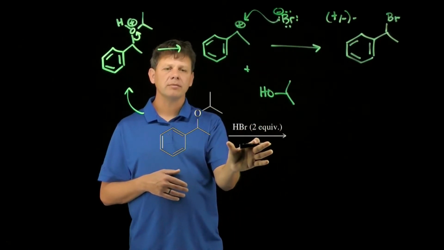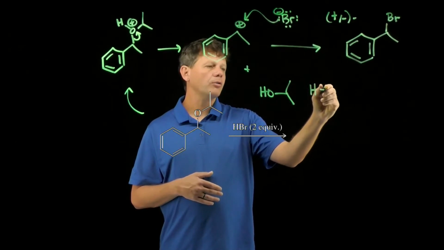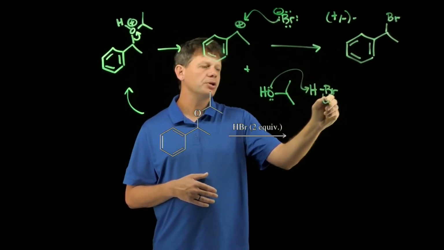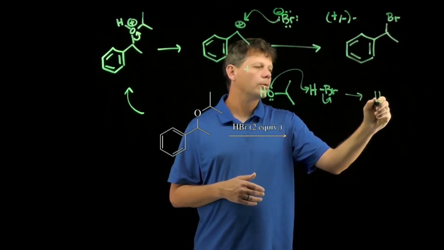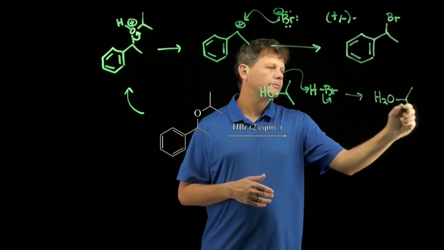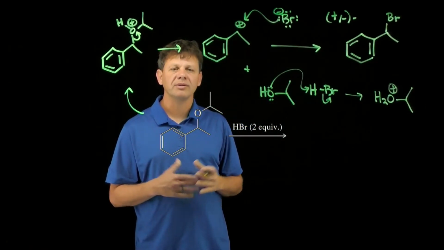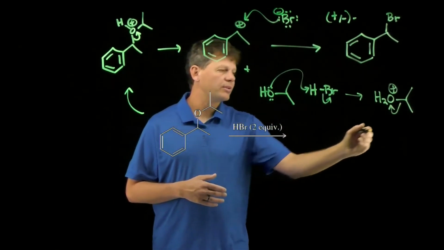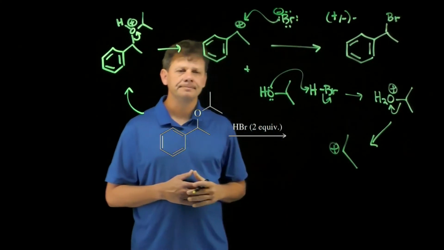What about the second equivalent of HBr? Well, we have this alcohol. We know that alcohols react with HBr in the same type of acid-base reaction we've already shown. That's going to give us a water molecule contained within that. Once again, a good leaving group. Good leaving groups leave, so water is going to leave to make this secondary carbocation.